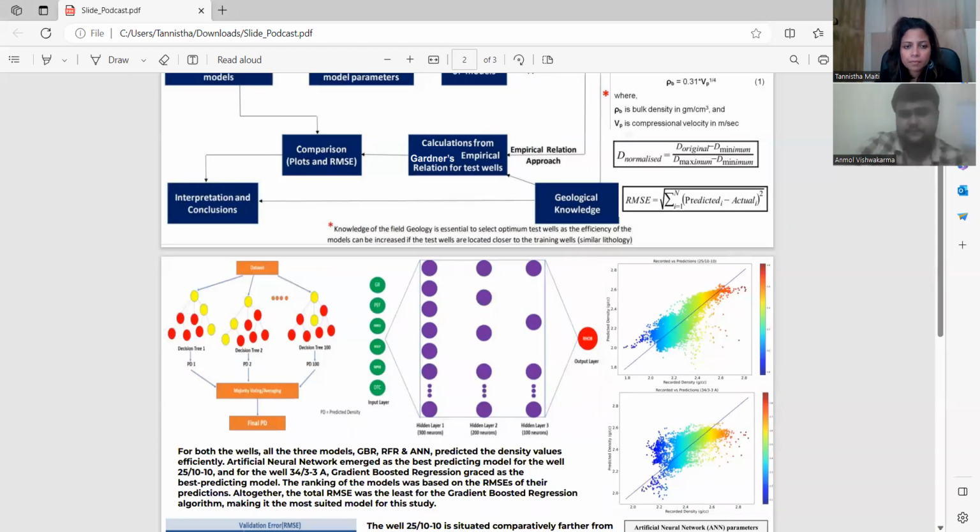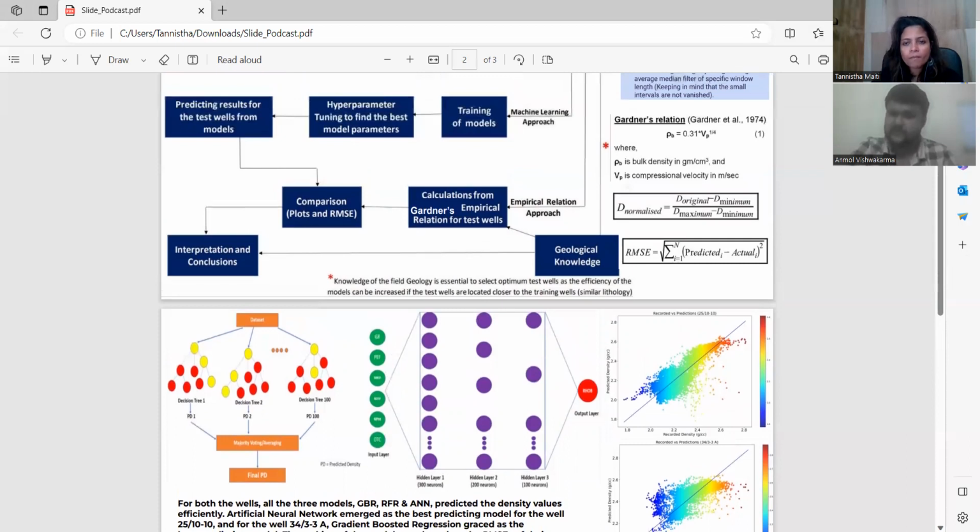Then after training and testing, in this study we are trying to explain how machine learning models are a more useful and reliable approach than the empirical relation. The empirical relation incorporated in this study is Gardner's relation, which predicts the density from the compressional velocity.